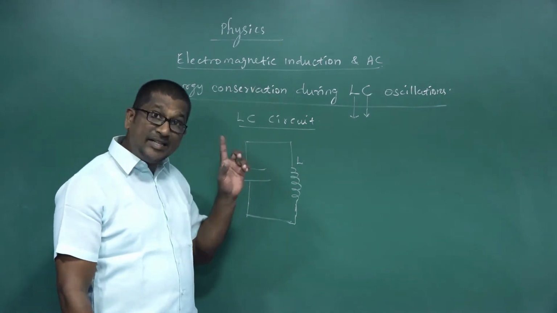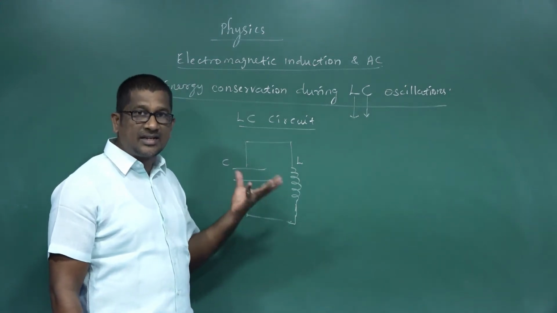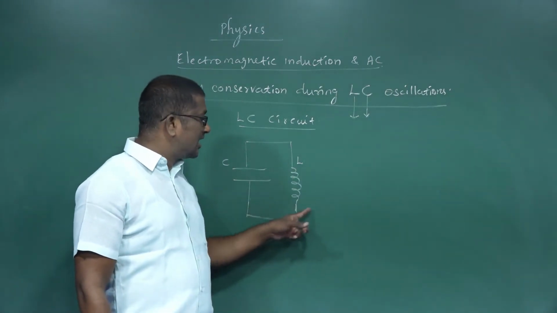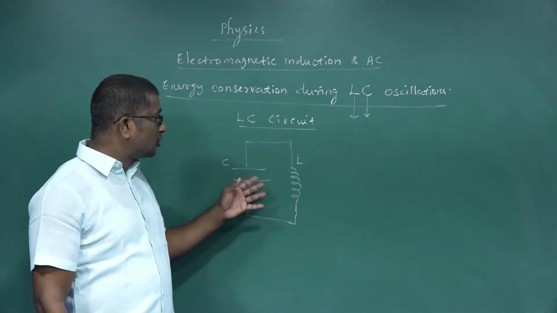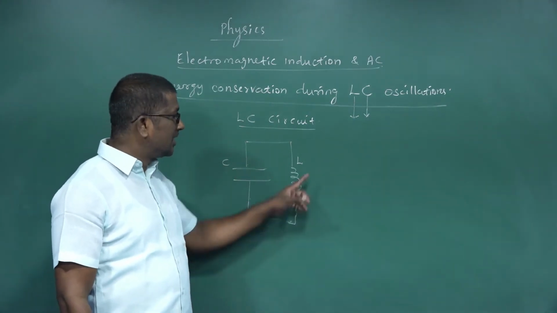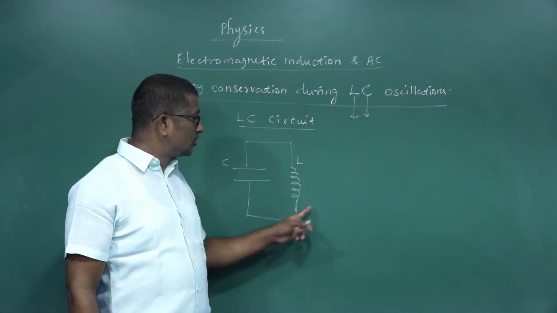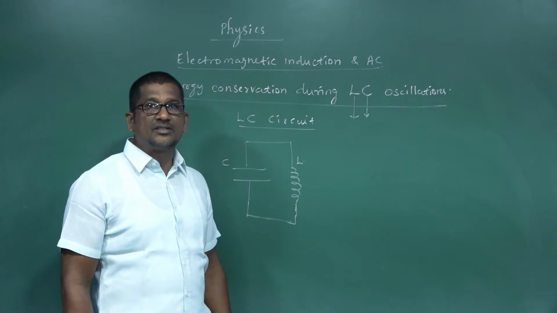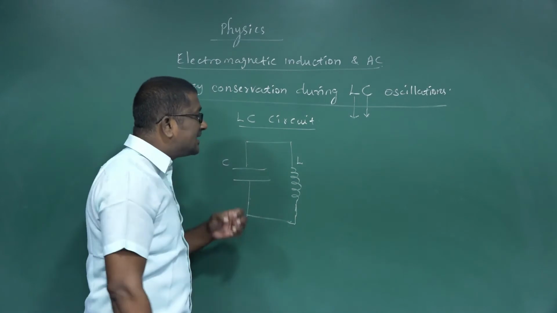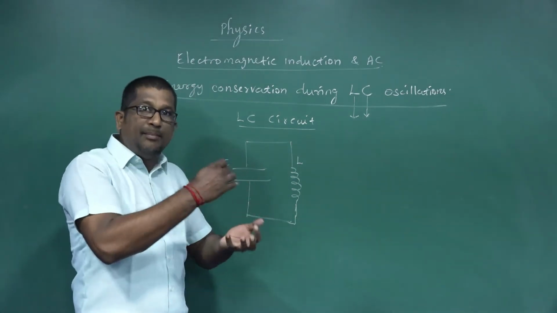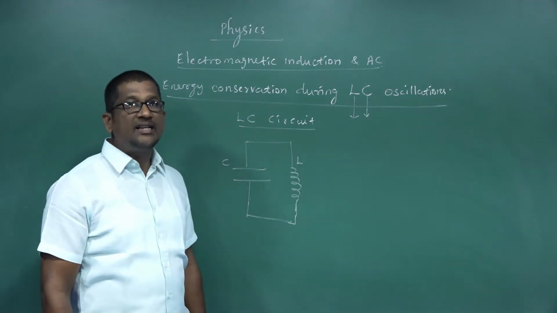So energy can be stored in both the capacitor and the inductor. In the capacitor it is electrical or electrostatic energy, and in the inductor, where the energy is stored in the form of a magnetic field, it is called magnetic energy. So in this system, energy can be stored or maintained. That is why this LC circuit is also called a tank circuit.